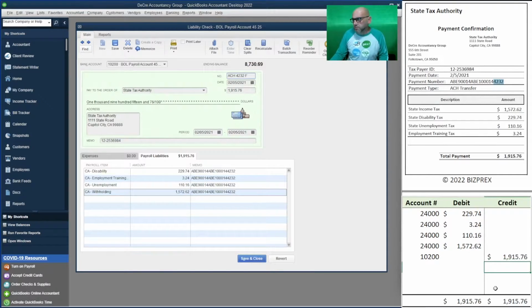So here it is. Credits and debits are in balance right here. These amounts right here, they're debits to account 24,000. Remember, we're not touching expense accounts at this point. We touched that when we did the payroll. Now we're just taking that liability that we incurred and reducing it. We reduce liability when we debit it, and we reduce it by paying out of our payroll account, which is account 10,200, and we credit it because, again, bank account is an asset. Assets are reduced when credited, right? So here it is. All good. We're going to go ahead and pay this.